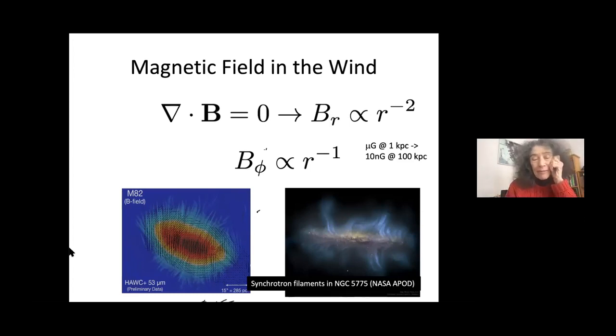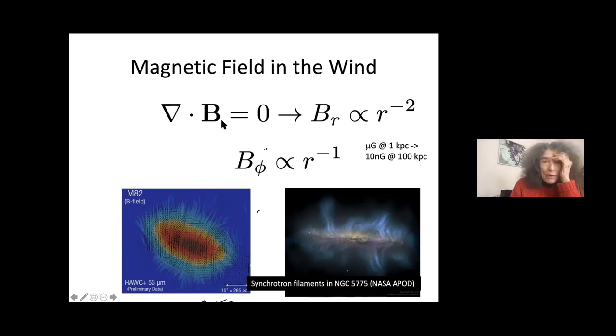So we know that magnetic fields are affected by galactic outflows. Here's a far infrared image of dust polarimetry from the HAWC+ instrument on SOFIA, of the starburst galaxy M82, and you can see magnetic fields going from a primarily in-plane azimuthal orientation to, far from the center, being drawn up in these filaments. And this is actually the astronomy picture of the day from yesterday. This is NGC 5775 showing synchrotron filaments.